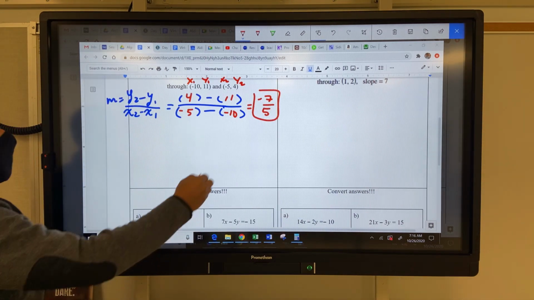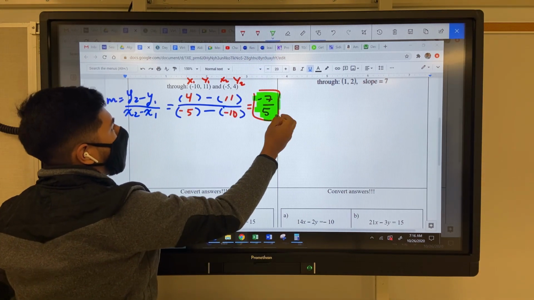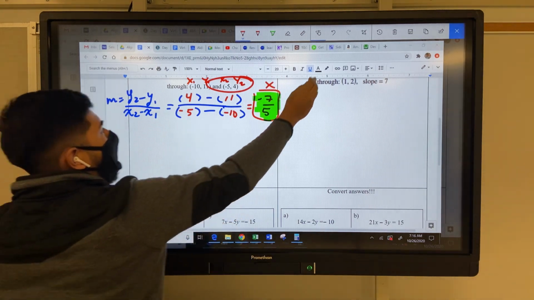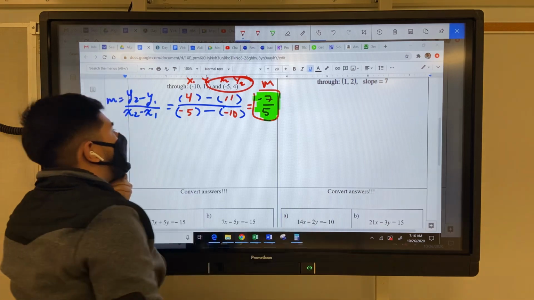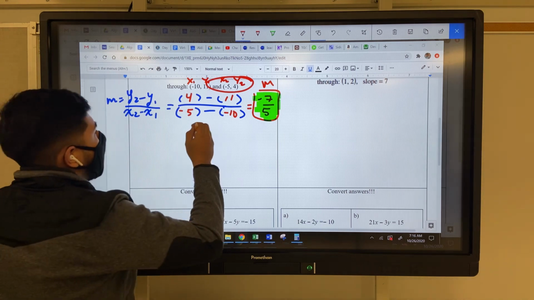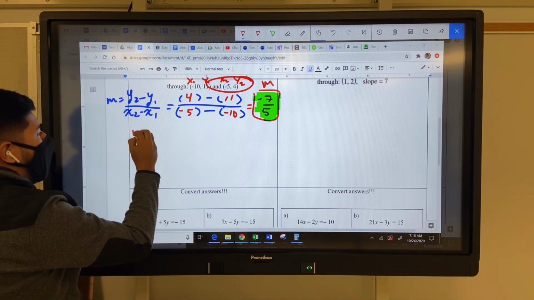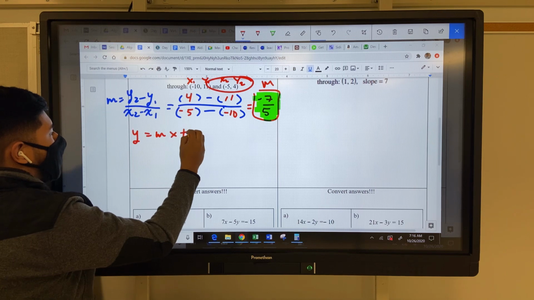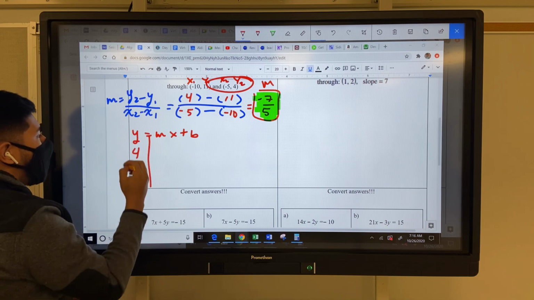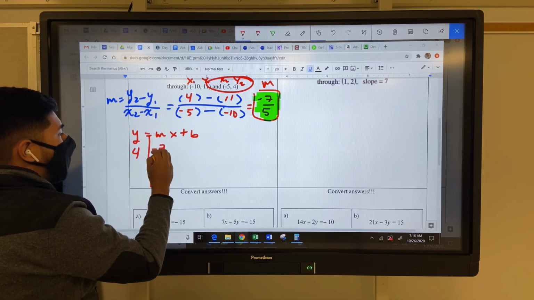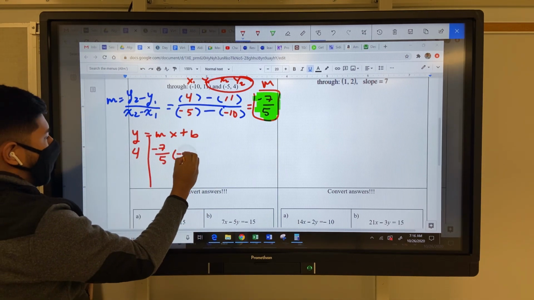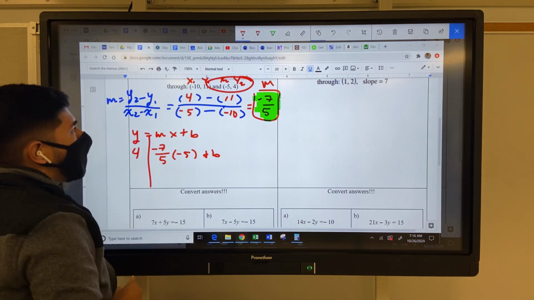And now we're going to use my slope. I'm going to use the second point. I use that slope and my second point for the solving. So I got y equals mx plus b. Who's my y value right here? The 4. My m value, negative 7 over 5. x in parentheses, negative 5. So it's just like last week, ladies and gentlemen. Just like last week.